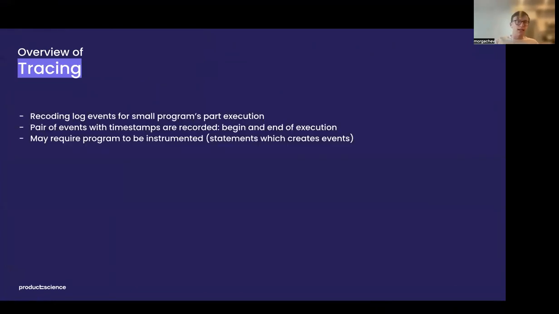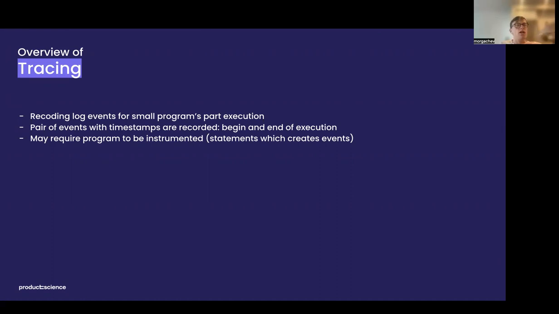Okay, then let's go to, so we have profiling, which is a powerful but quite simple tool with only a summary of what is going on in your application. But there is another approach to record what is going on in the app, which is tracing. So tracing is a process of recording small log events for execution of some program parts. A pair of events with a timestamp are recorded for the beginning of execution of something and the end of execution of something.